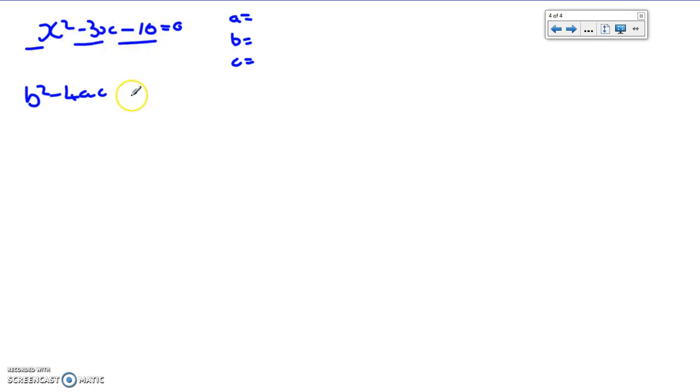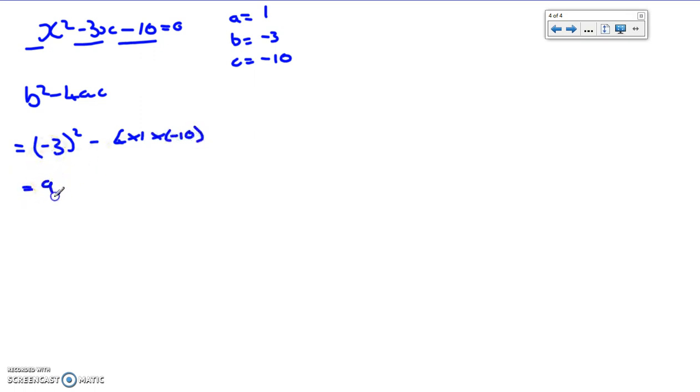Now, the key thing to remember here as well, whatever sign it is, it goes with it. So in this case, my a is going to be 1, my b is going to be negative 3, and my c is going to be negative 10. Once I've got these, I can substitute them in. So I get negative 3 squared, take away 4 times 1 times negative 10.